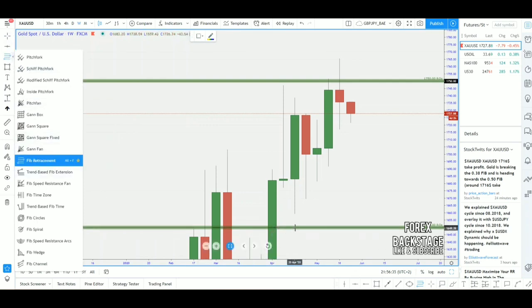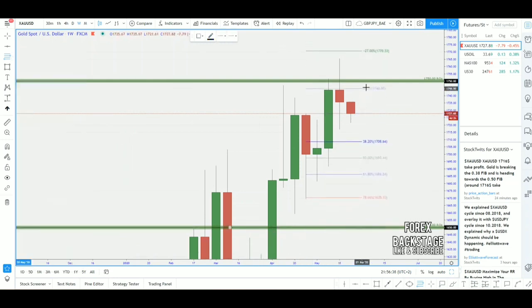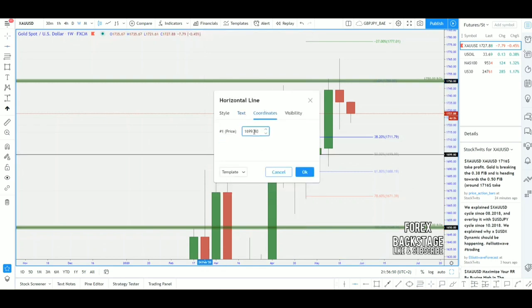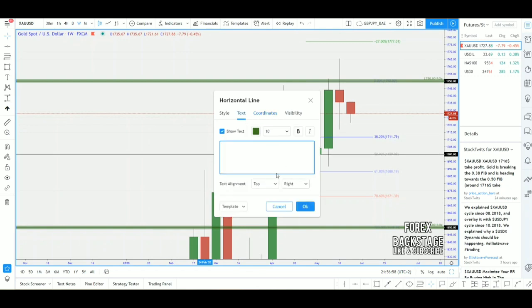Draw from line to line, support line to resistance line. Make sure that this is exactly to the T. And from there, whatever level you have on the 50%, that will be your weekly. Double tap on that, go to coordinates, round it off. If you look at that, that will be 1700 per ounce. And the 1700, go to style, make sure that it's 1700 per ounce.